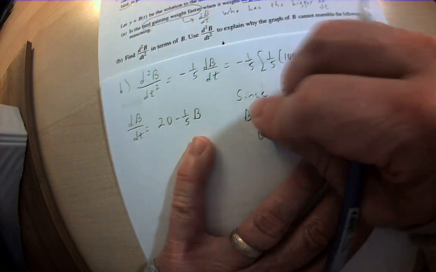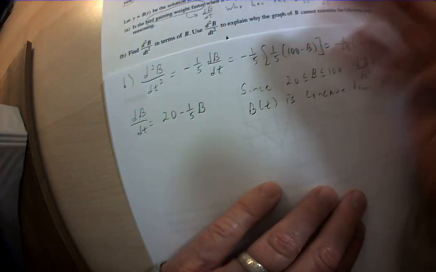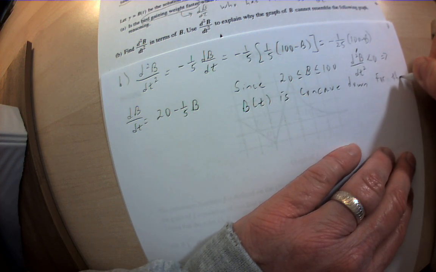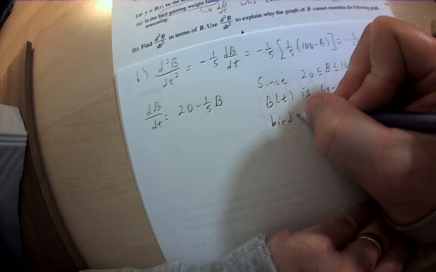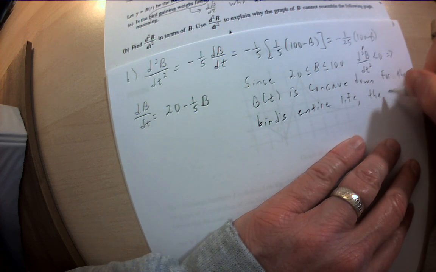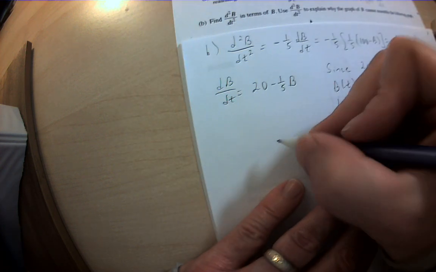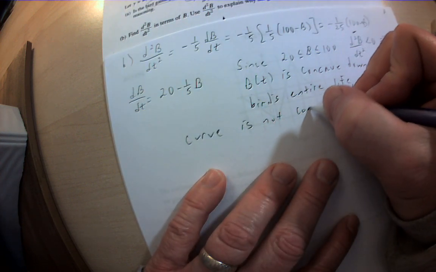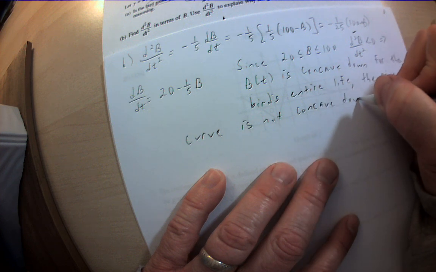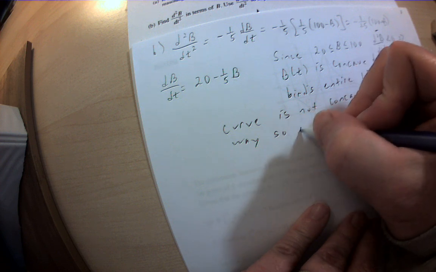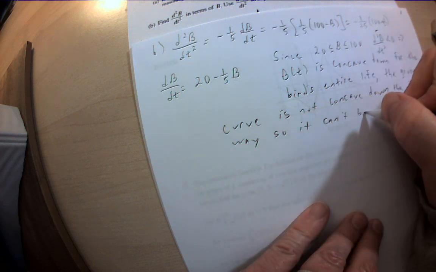I'm sorry, not 100. It's just concave down for the bird's entire life. The given curve is not concave down the entire way. So it can't be it.